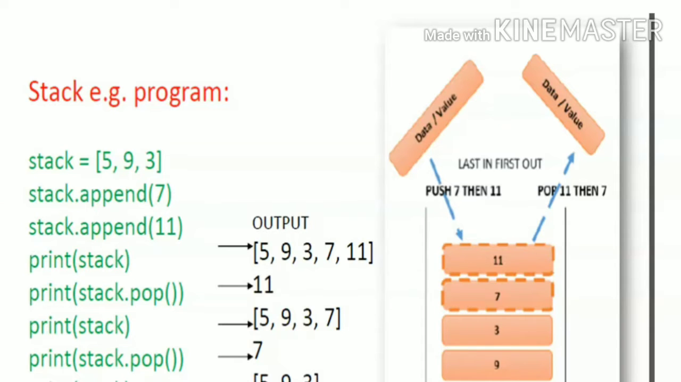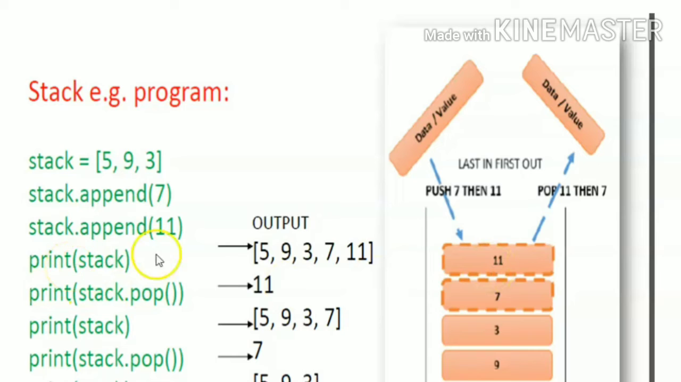See here we have a stack. Stack is equal to [5, 9, 3]. So this one is a list. So here in this stack the elements are 5, 9, 3. Okay. Then stack dot append of 7. Append means to add one element. So the 7 is pushed here. Okay. First we push 7. Then we push 11. So the stack top is 11.